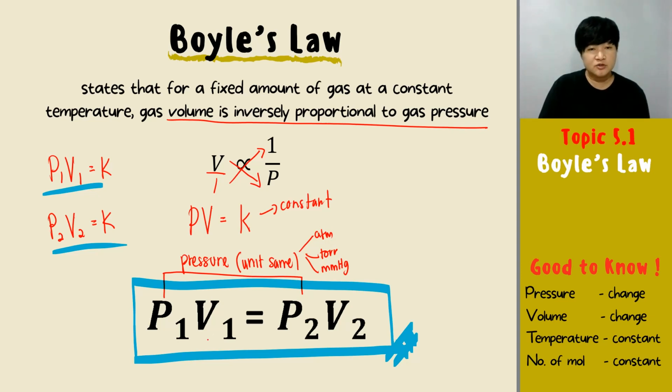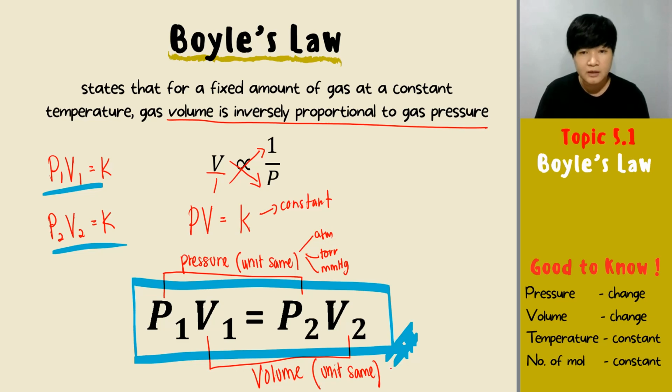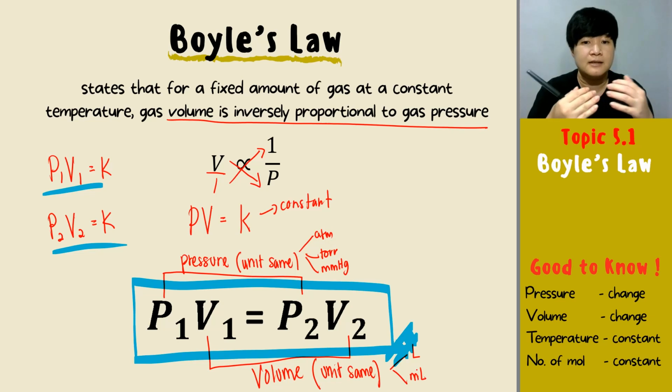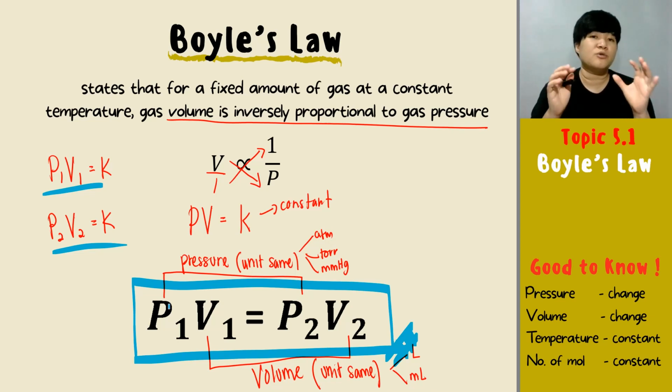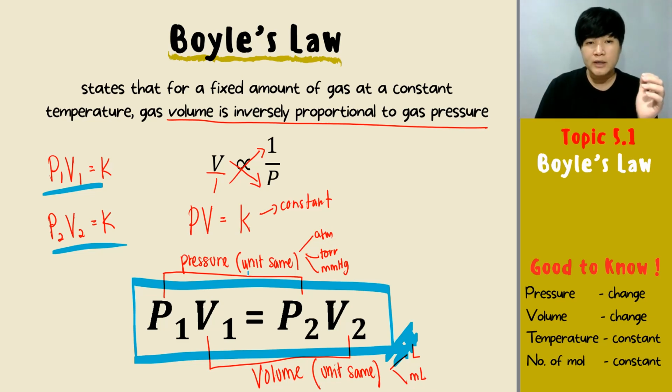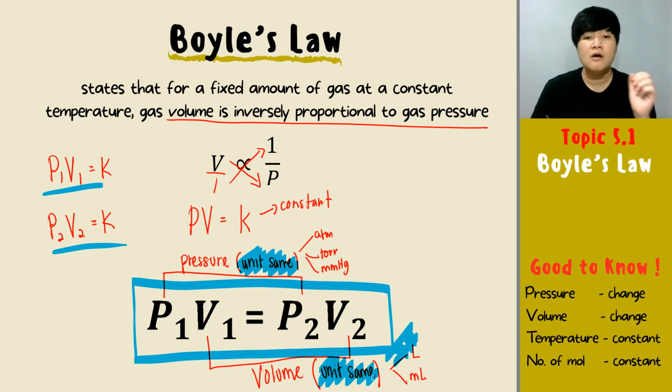Alright? Next, you have your V1, V2. Your V1, V2 over here, guys, obviously is your volume. Your volume also must have the same unit. The volume unit is much simpler. You will normally have liter or milliliter. You can use either liter or milliliter, but the unit must be the same when you put them into the same formula. In other words, there is not much unit restriction, but what is important is that the unit must be the same when you put them into the formula.